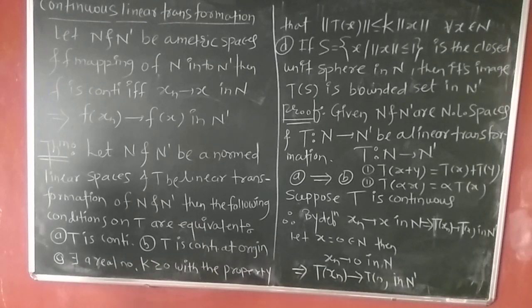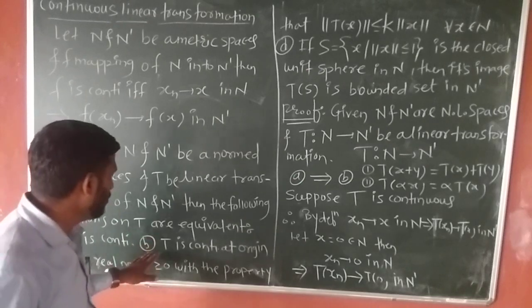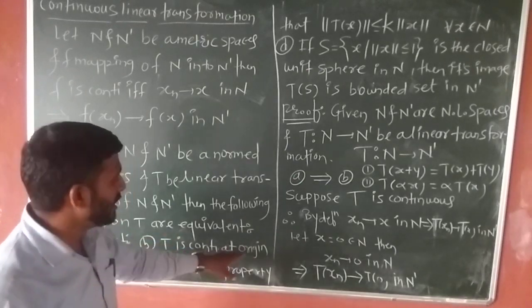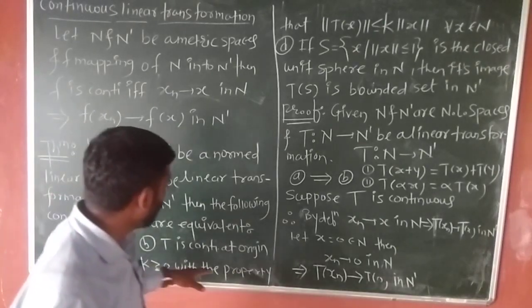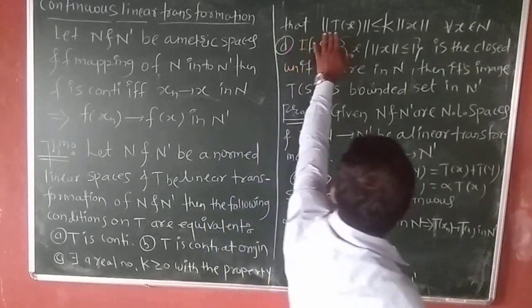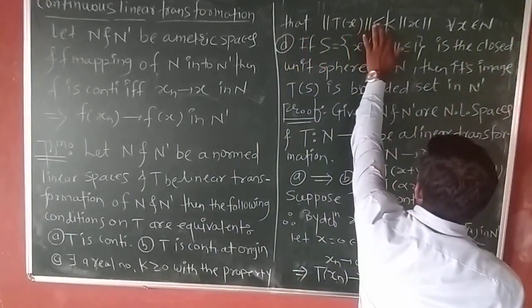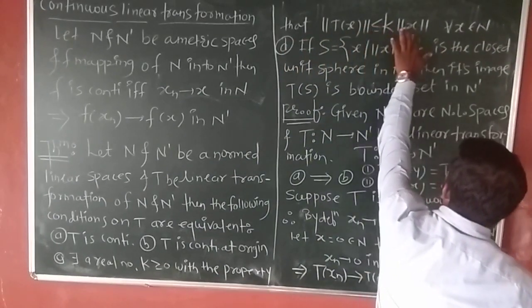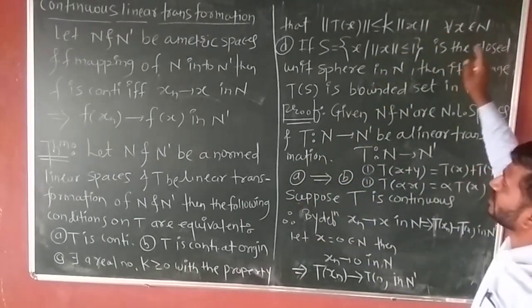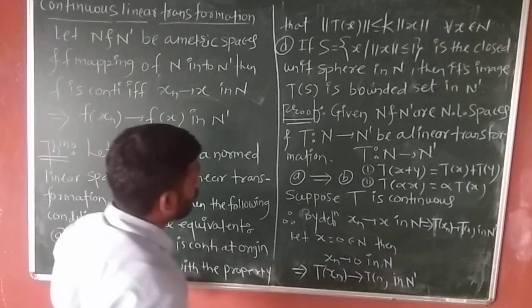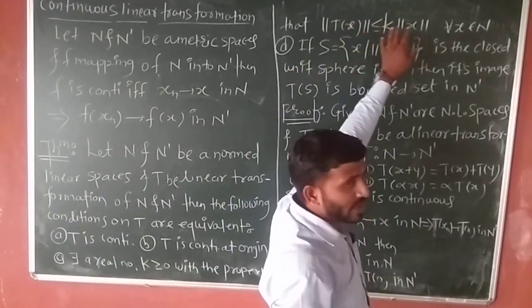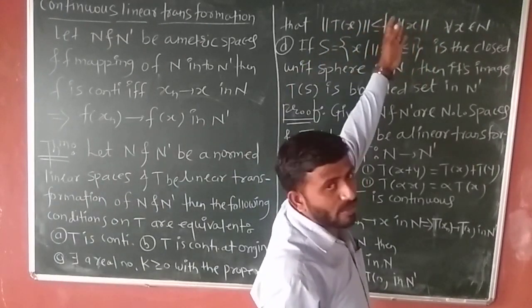Statement A is T is continuous. Statement B is T is continuous at the origin. Statement C is there is a real number k greater than or equal to 0 with the property that norm of T of x is less than or equal to k into norm of x, for all x belonging to N. In short, this property is nothing but the condition of boundedness.